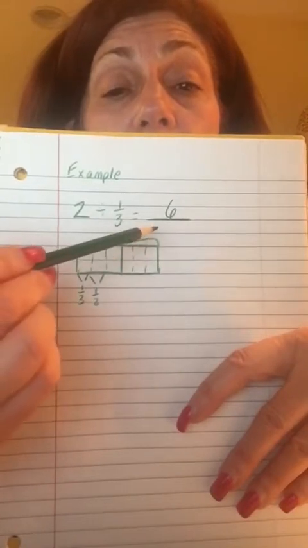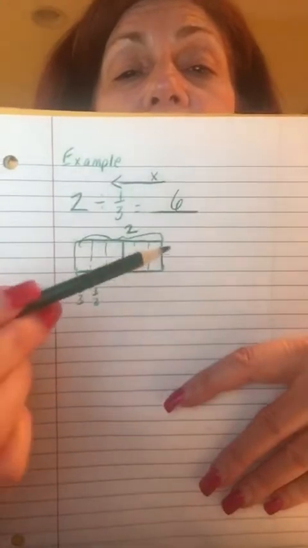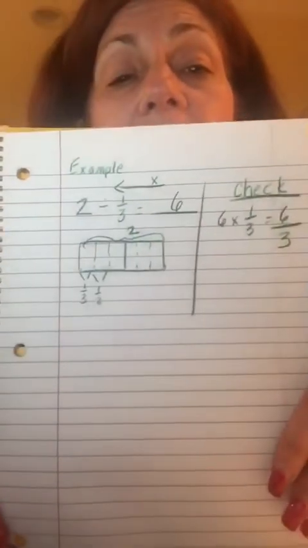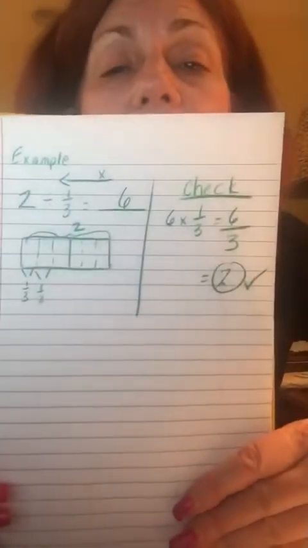Now I have to check my work, and how do you check division? You check it with multiplication. So I'm going to go back and multiply. Multiplication is the inverse operation, so I'm going to do 6 times 1/3. And guess what I should get? 6 times 1/3 gives me 6/3. And I think we all know that 6/3 equals 2 wholes. And I could check that off.